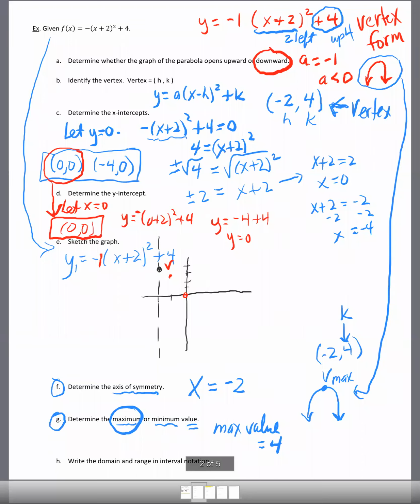And so, like I said, this is why we like this cool idea about symmetry. If this was 1 to the right and down 1, then that's 1 to the left and down 1. 2 to the right, down 4, so 2 to the left, down 4 would be on there. And so our graph will look something like this.